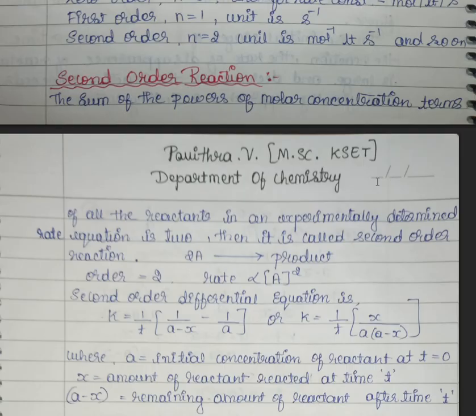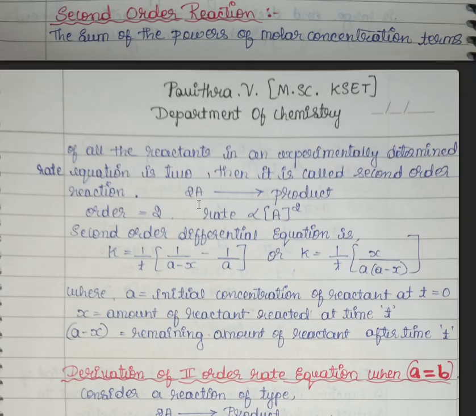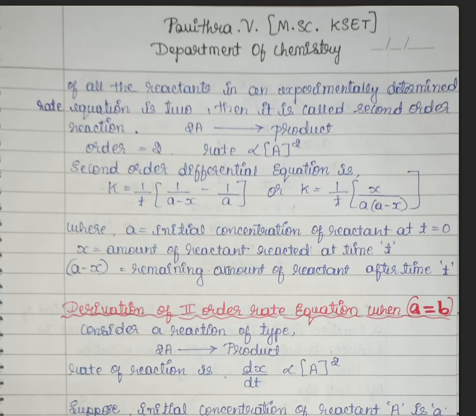Second order reaction, the differential equation. Consider a reaction 2A gives rise to product. So rate is proportional to molar concentration of A to the power 2 because it is a second order reaction. The differential equation is given as k is equal to 1 by t into 1 by (a minus x) minus 1 by a. So here a is the initial concentration of reactant at time t is equal to 0, that is before starting a reaction, and x is the amount of reactant reacted at time t, and a minus x is the remaining concentration of reactant after time t.